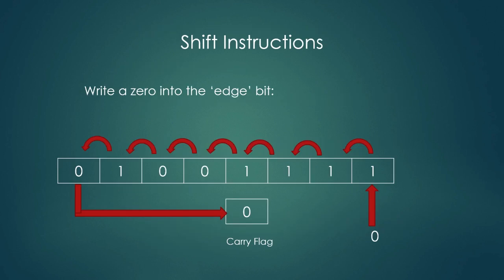With shift instructions, all the bits are shifted one direction or another, here to the left. The high order bit in this case is shifted into the carry flag, but a 0 is shifted into the low order bit.